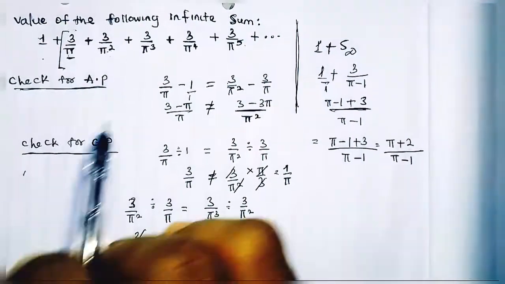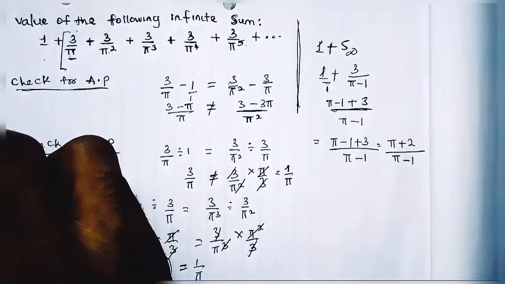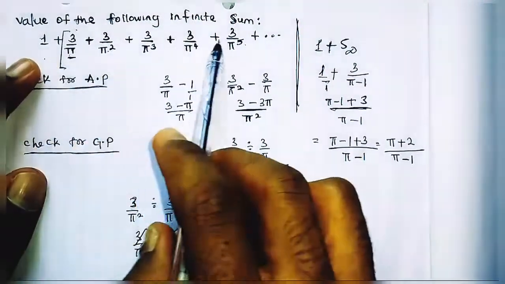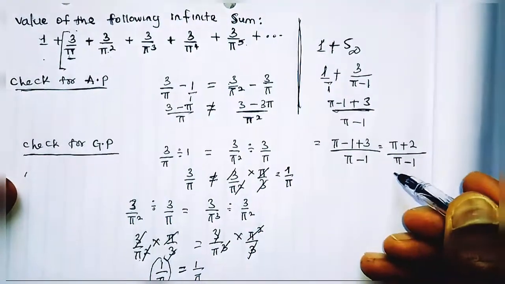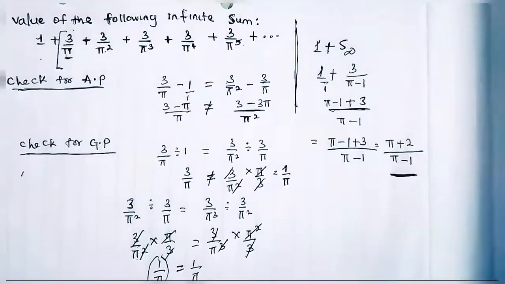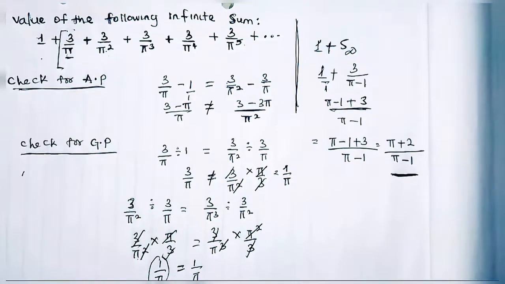So when I sum this up, 1 plus this plus this plus this down to infinity, the value I'm going to get is pi plus 2 divided by pi minus 1.